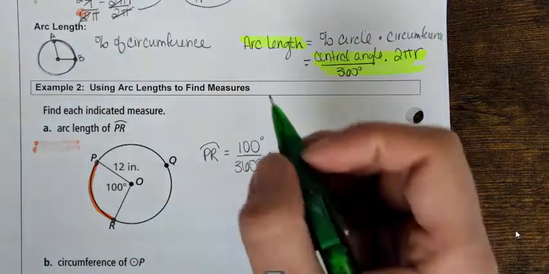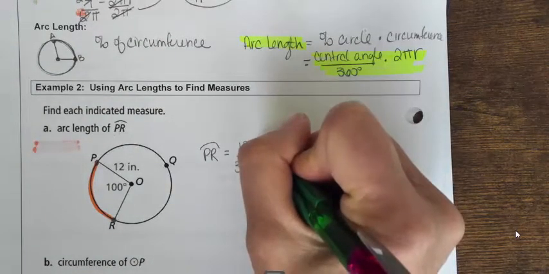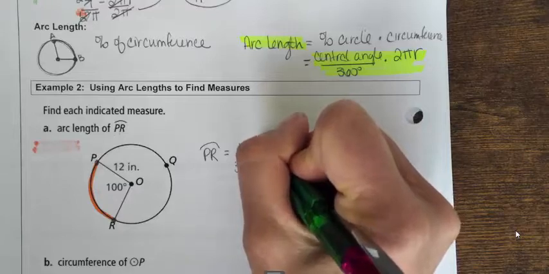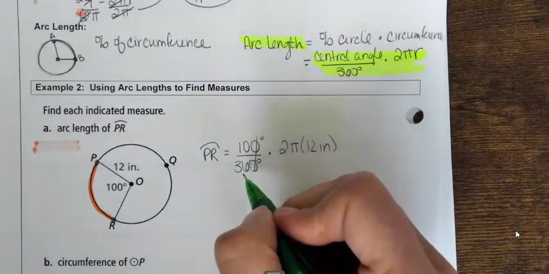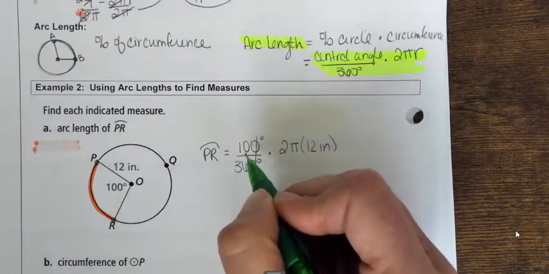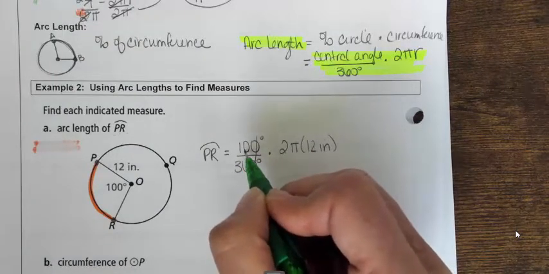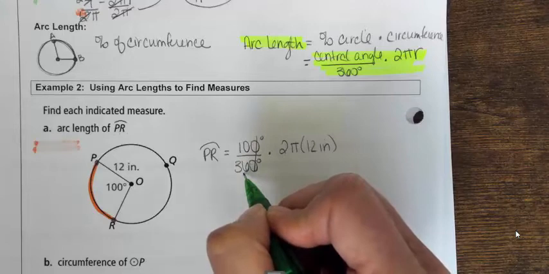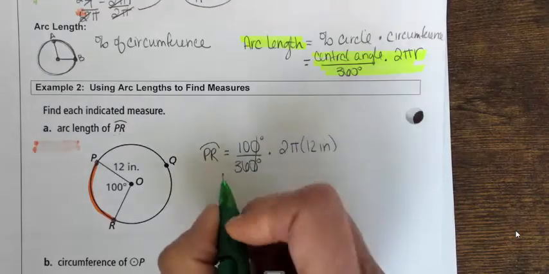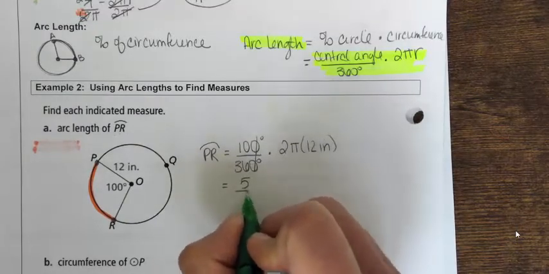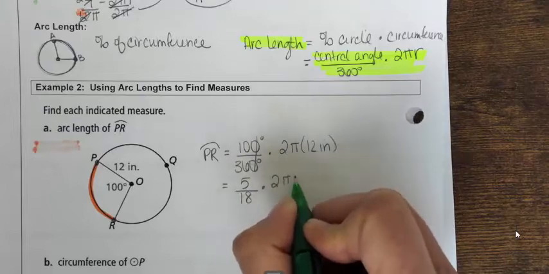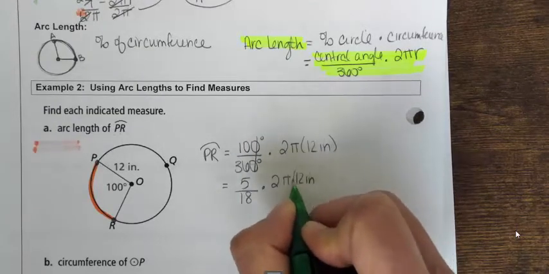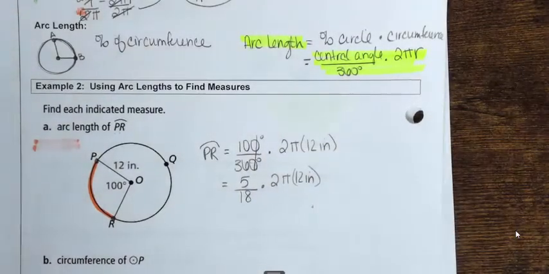Okay, so simplifying here a bit, let's see. The zeros, I can divide top and bottom by 10, so basically those zeros reduce. So I'm left with 10 over 36. And those two can also be divided by 2. So I'm going to have 5 over, hold on, what divided by 2 is 18. Times 2 times pi times 12 inches. So my final answer will be in inches.